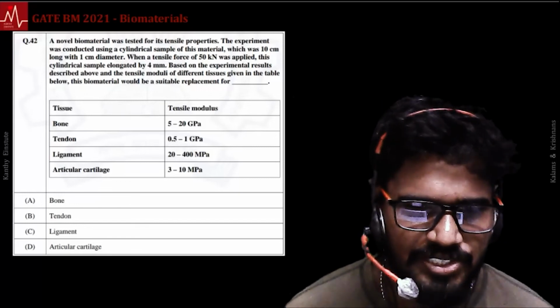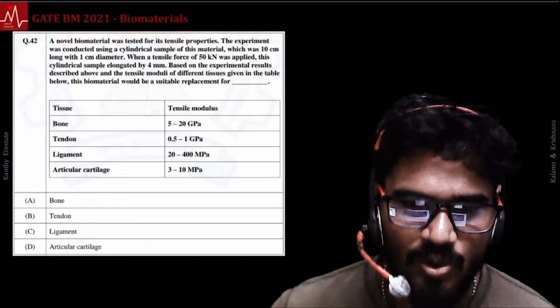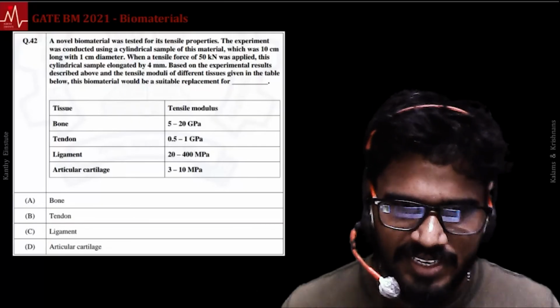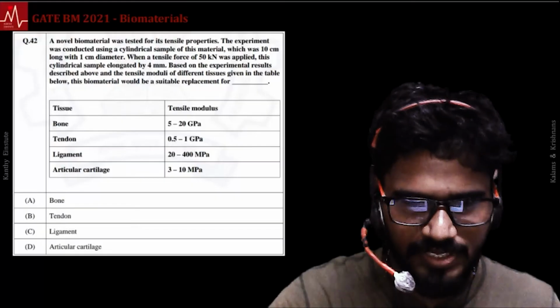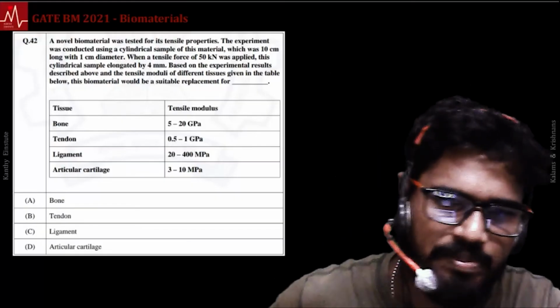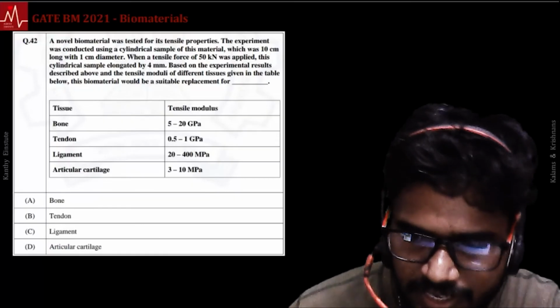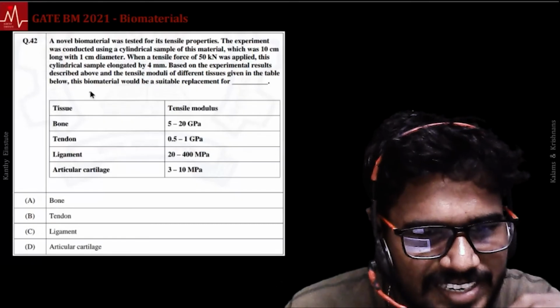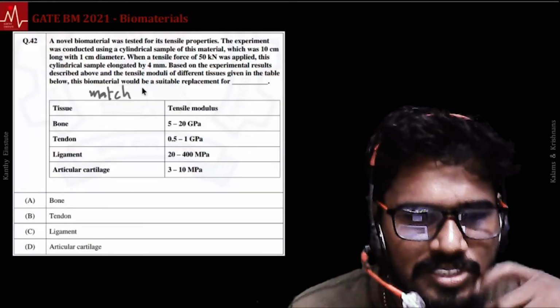The cylindrical sample was elongated by 4 mm based on the experimental results described above. The tensile moduli of different tissues are given. Which biomaterial will be a suitable replacement for the sample? Essentially they are asking: given any four, you can find the other, right? They are just rewording it slightly differently. Which is the best match, the best stiffness match?